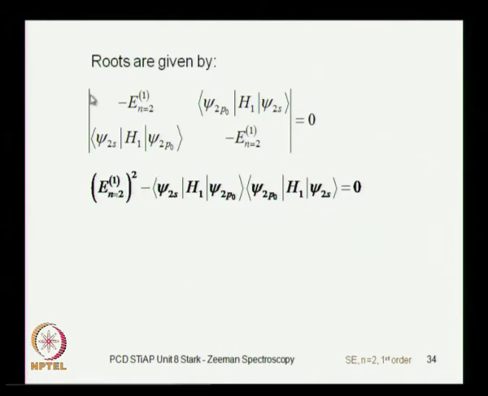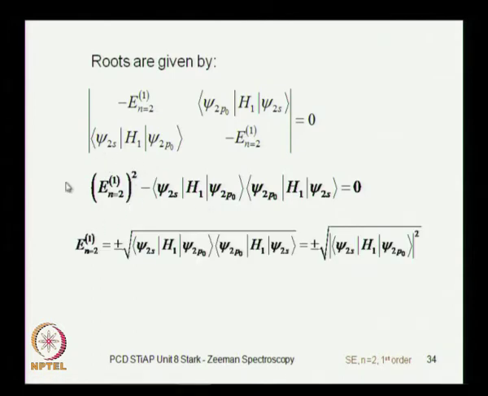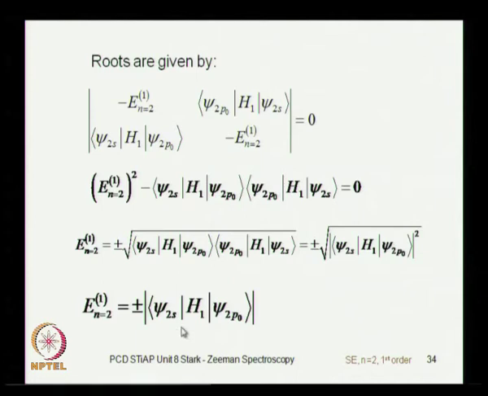So the product of these diagonal terms will give you the square of the perturbation correction, and then you have the product of these matrix elements, which must be subtracted from it. That tells us that the roots are given by plus or minus the square root of the product of these matrix elements, and the product of these matrix elements is nothing but the modulus square. Therefore the perturbation correction is plus or minus the modulus of the matrix element of the perturbation Hamiltonian, H1, in the only 2 states which contribute to an m equal to m prime kind of situation.